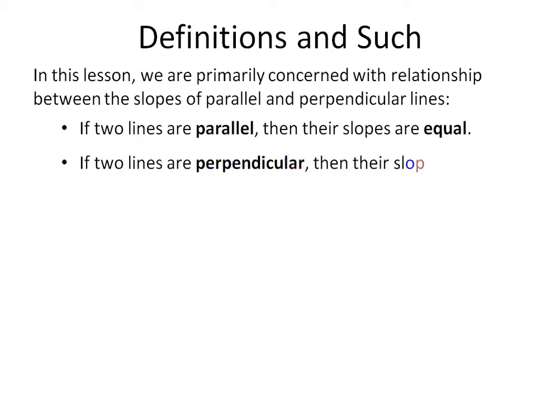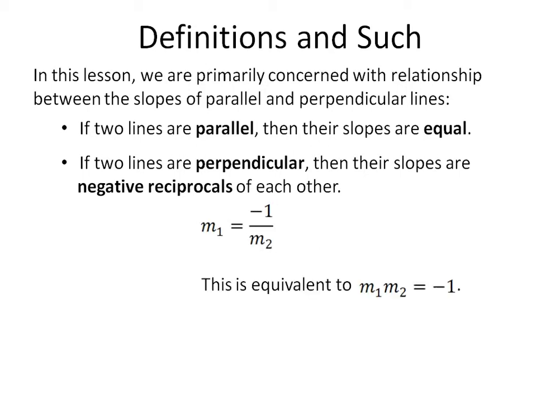Okay, if two lines are perpendicular, then their slopes are negative reciprocals of each other. So that means that m1 is equal to negative 1 divided by the slope of the second line, which is equivalent to saying that if I multiply m1 times m2, I get negative 1. So if I multiply the slopes of two lines together and I get negative 1, then I know they intersect at a 90-degree angle because they're perpendicular.